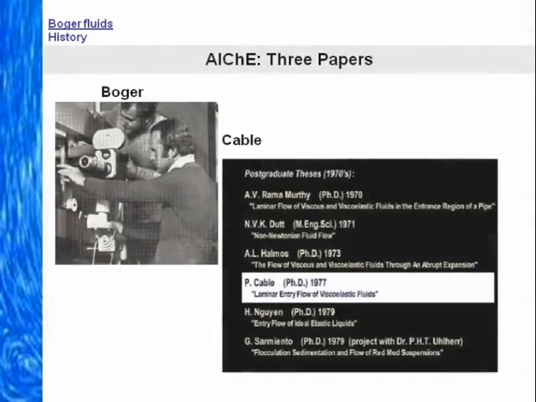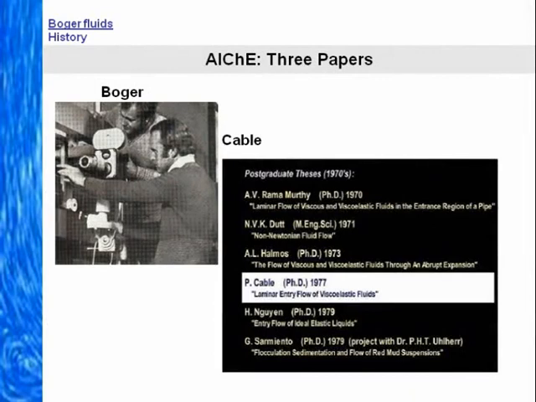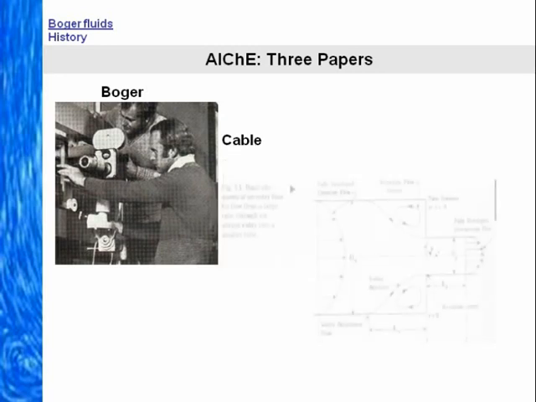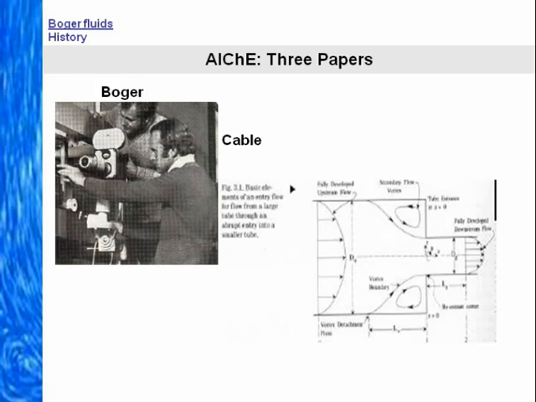The next student whose work really led to the development of Boger fluids was the late Peter Cable. Cable published 3 papers in the ICHE journal which really represent a remarkable piece of work, looking at the vortex formed in the corner of a 4-to-1 contraction. He presented velocity profile data, measured the hard way using streak photography, and looked at the instability problem associated with the flow. A beautiful piece of work which has never received the recognition that perhaps it should.